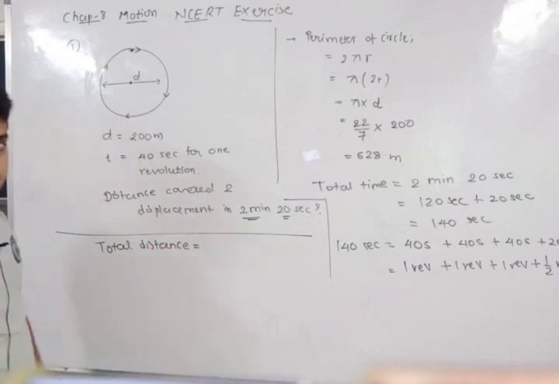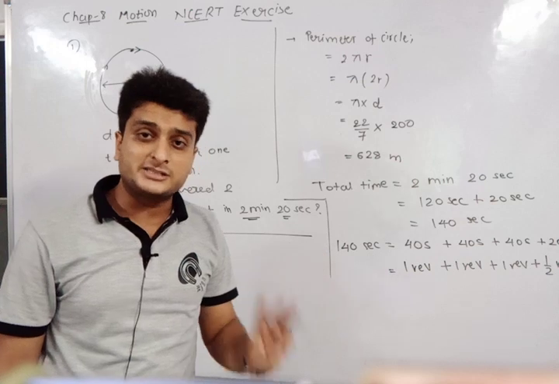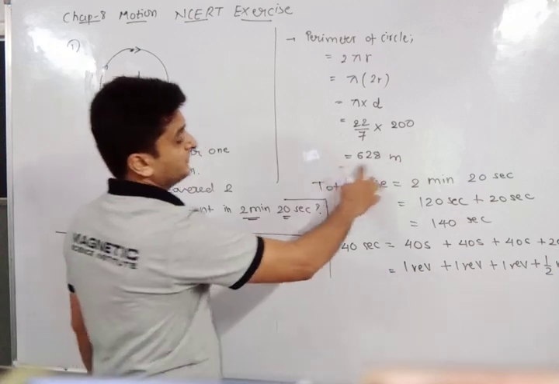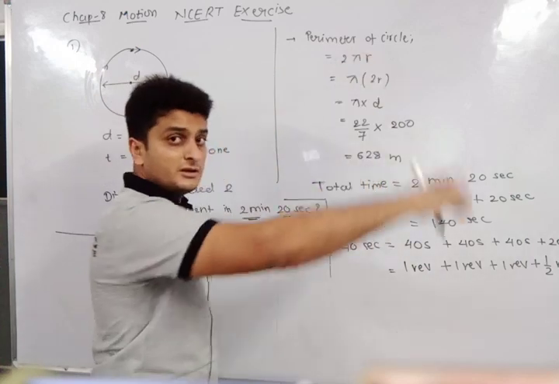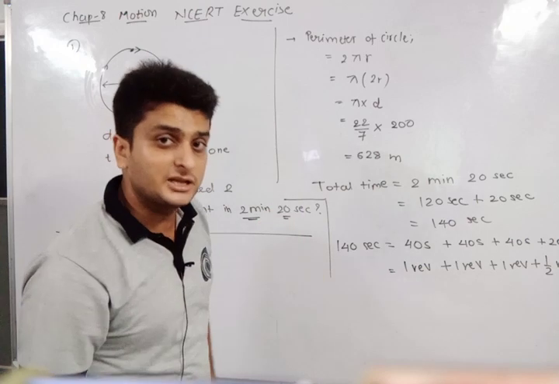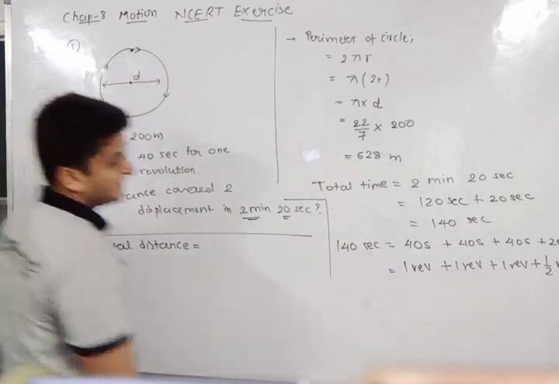Okay, so the total distance is: he is covering 3 complete circles plus a half circle, right? For the 3 complete circles, the length of one circle is 628 meter. He is covering 3.5 such circles, right?